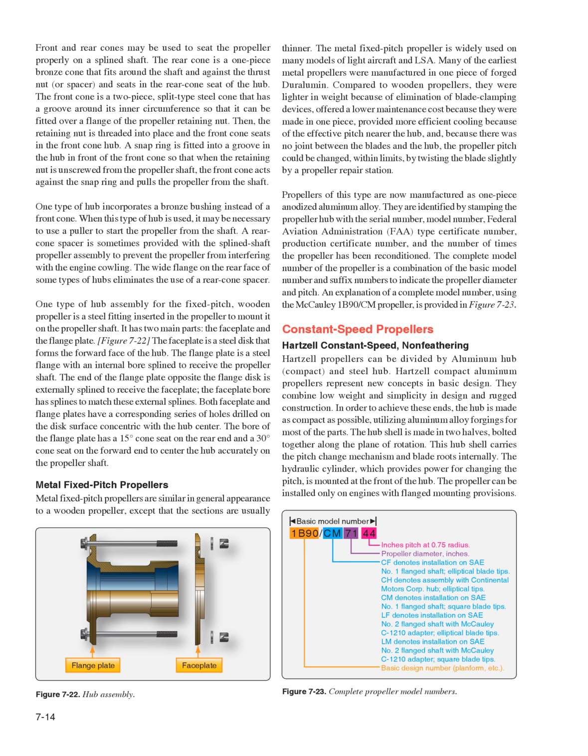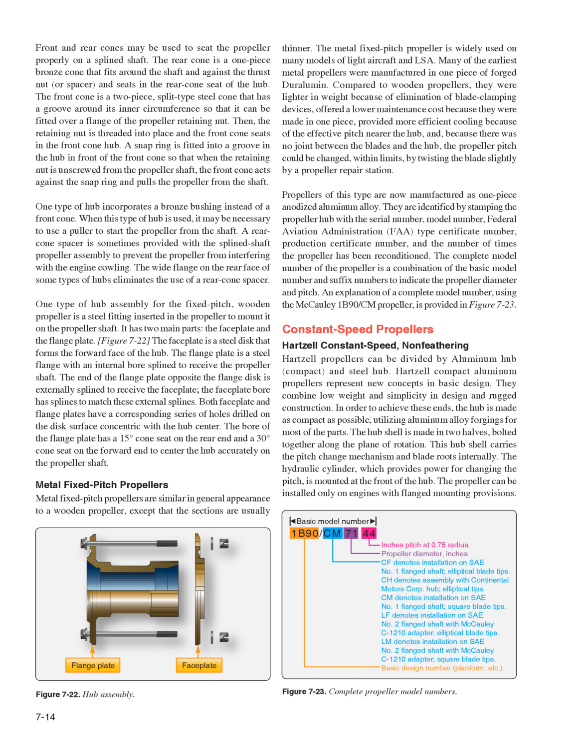One type of hub assembly for the fixed pitch, wooden propeller is a steel fitting inserted in the propeller to mount it on the propeller shaft. It has two main parts, the faceplate and the flange plate. In Figure 7-22, the faceplate is a steel disc that forms the forward face of the hub. The flange plate is a steel flange with an internal bore spline to receive the propeller shaft. The end of the flange plate opposite the flange disc is externally splined to receive the faceplate. The faceplate bore has splines to match these external splines.